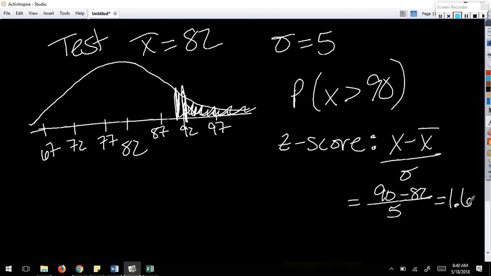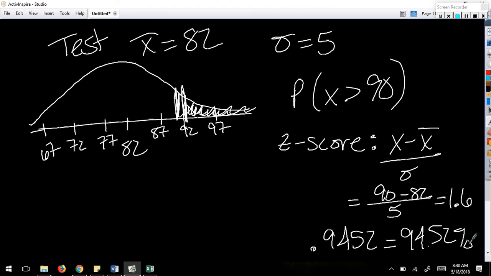So what's that percentage? 0.9452, which is actually 94.52%. Everybody make sure you can find that on here. You have to use this chart. No, you must memorize this entire chart for your test.